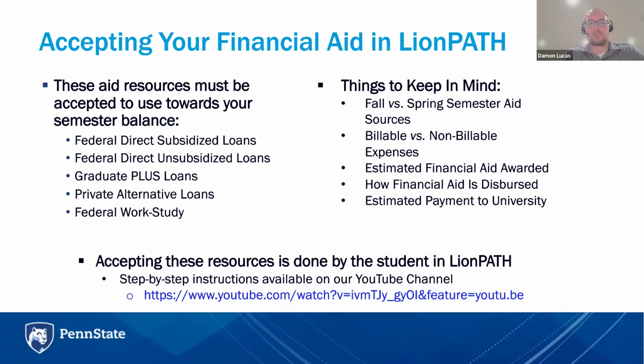We do have step-by-step instructions on our YouTube page that are a very helpful tool as well. Again, the items on the left-hand corner, what you need to accept, just to verify that, put that down. You have your federal direct subsidized and unsubsidized loans. If you have a Grad PLUS loan, a private alternative loan, then a federal work study, those are the items you'll need to accept.